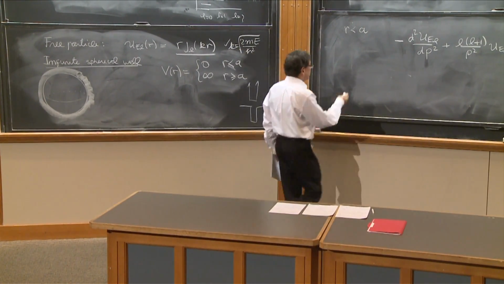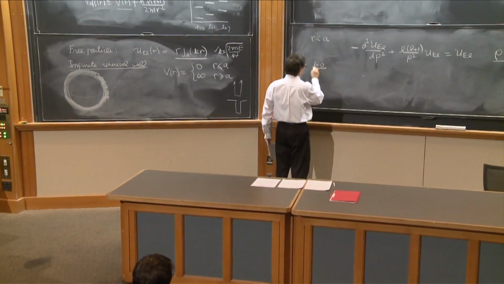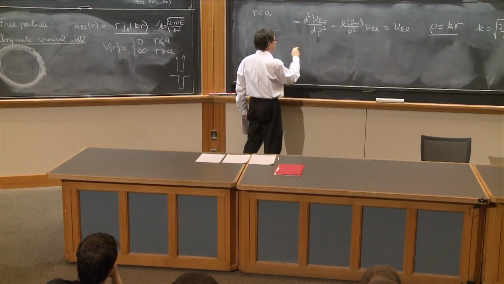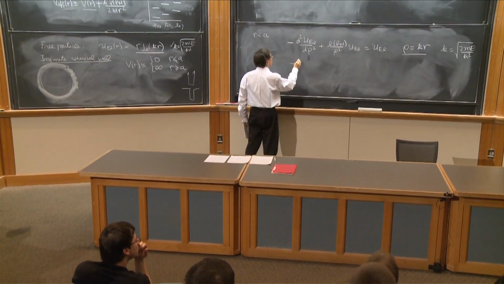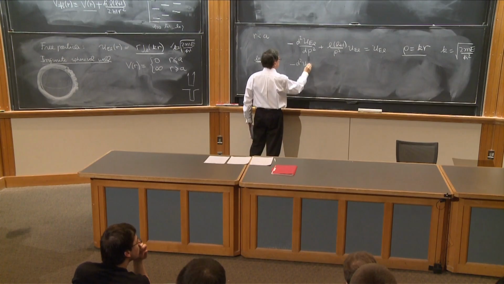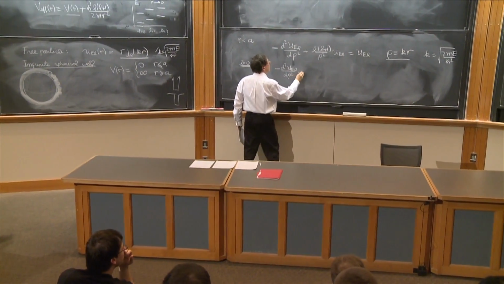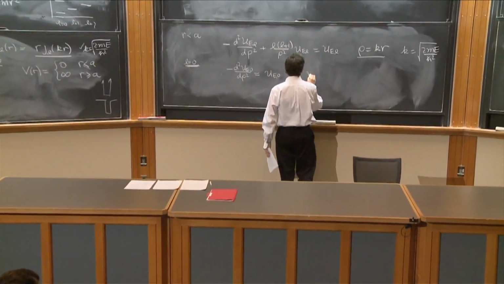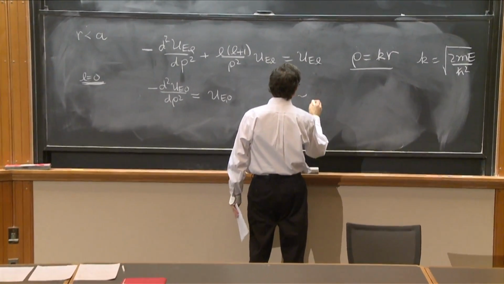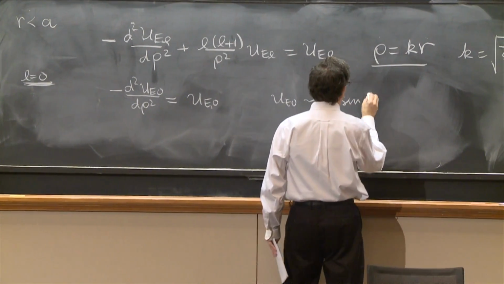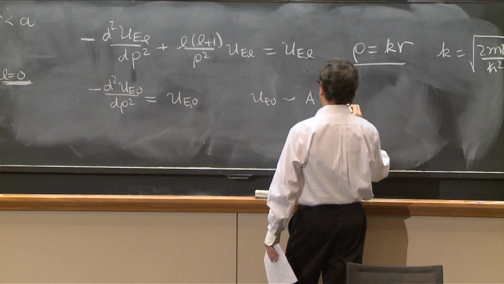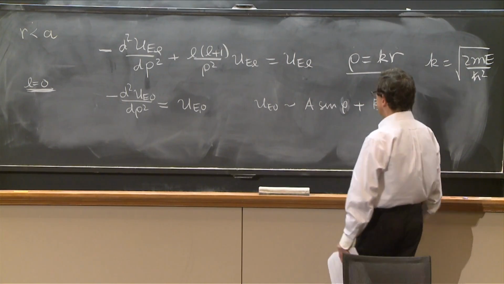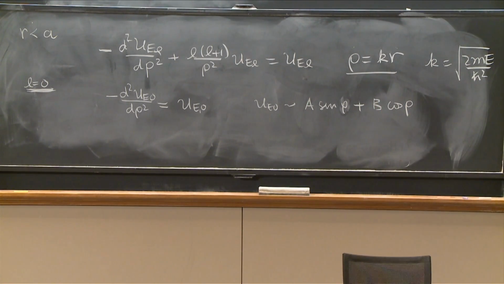And you can take it for L equals 0. This is the only case we can do easily without looking up any Bessel functions or anything like that. You then have the second derivative of UE0 with respect to rho equal to minus UE0. And therefore, UE0 goes like A sine of rho plus B cosine rho. Rho is KR.